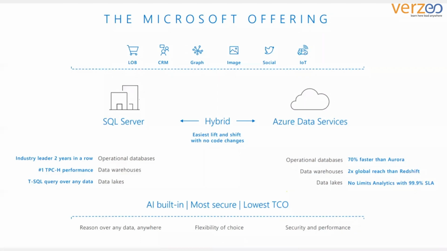You can see it is 70% faster than operational databases, like normal databases that are there. Like 2 times global reach than Amazon Redshift. They are comparing with Amazon here, as you can see. And data lakes, or it is also called Delta Lakes, has no limits to analytics, like 99.99% it will be faster. LOB is something, Indrajit, I think you can Google because I have no idea. It's related to business, not a technical term, I guess.